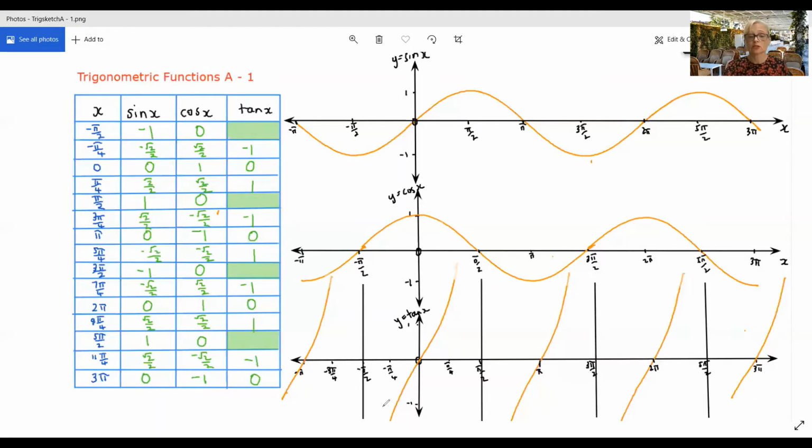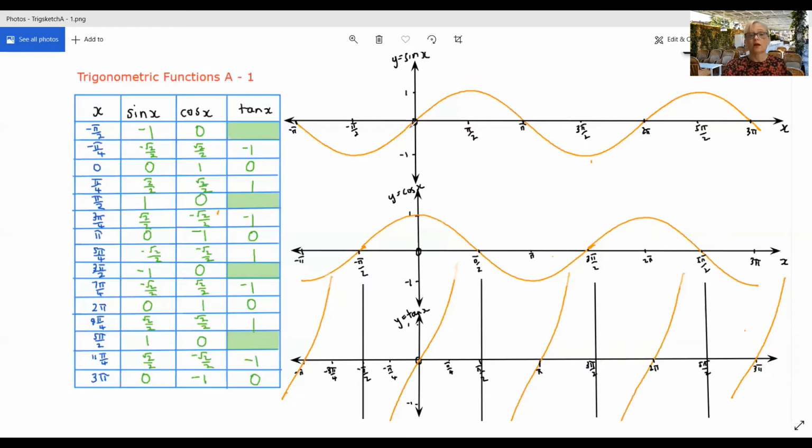Your tangent curve actually has vertical asymptotes at each of these points. As you approach from below, the function is tending towards positive infinity. As you approach from above, the function is tending towards negative infinity. Normally you would draw these as dotted lines, but unfortunately I don't have that option on this whiteboard.